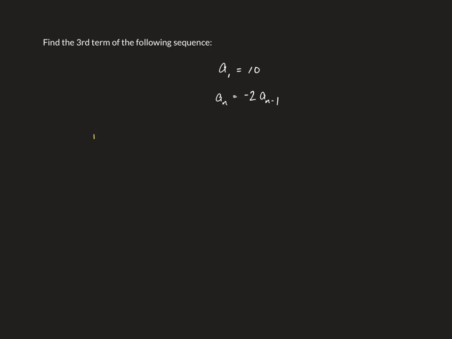is I'm going to start off knowing term 1 is 10. If I want to find term 2, then what I'm saying is n equals 2, right? Because I'm saying that is the second term. So if I want to find the second term, I'm going to do negative 2 times a of 2 minus 1, which I could rewrite as negative 2 times a of 1, right? I know that a sub 1 is 10. So as it turns out, the second term is negative 20.